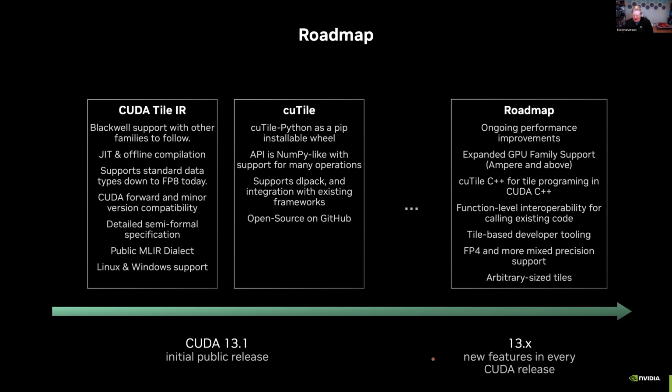Obviously the roadmap will include performance improvements, and function level interoperability for calling into existing code. We're going to get better tooling around this, of course. This is basically a minimum viable product, or MVP, release of what can be done with Tile IR and Qtile. So think of this as an initial release. Things will get better from here, but hopefully if you're able to develop with it, you already find it to be a pretty reasonable experience.